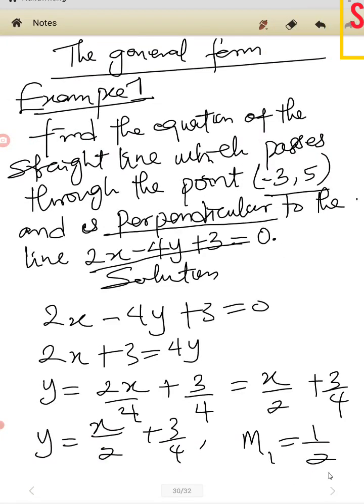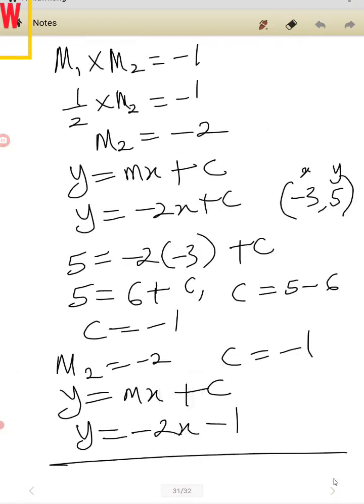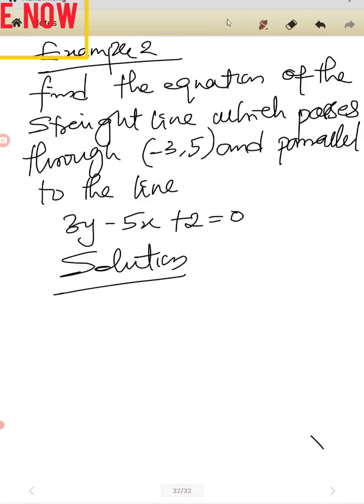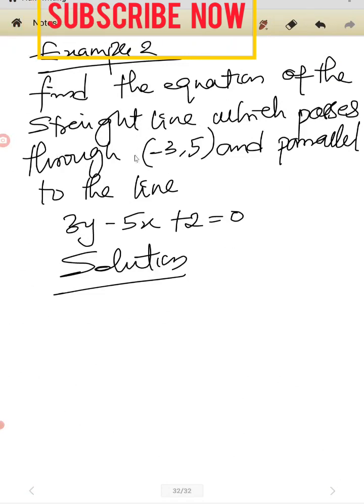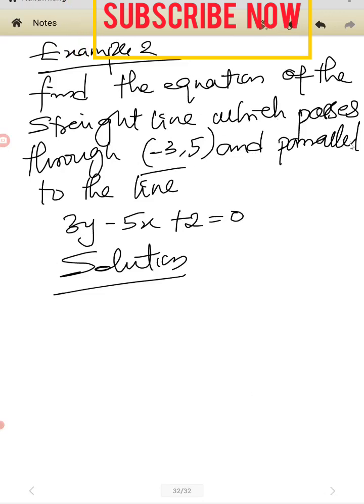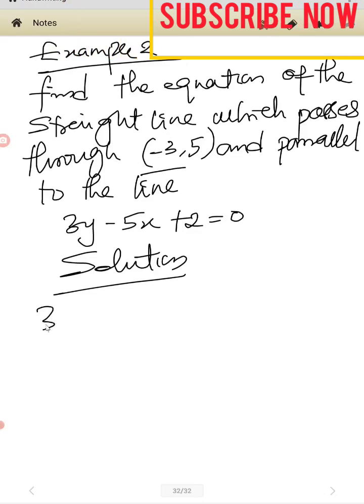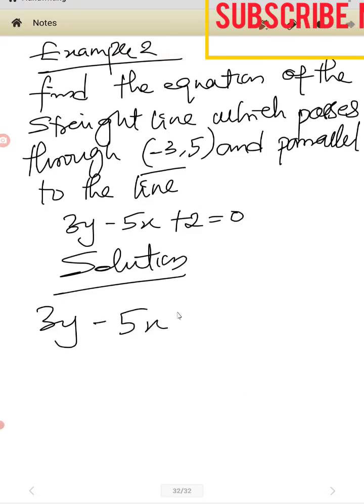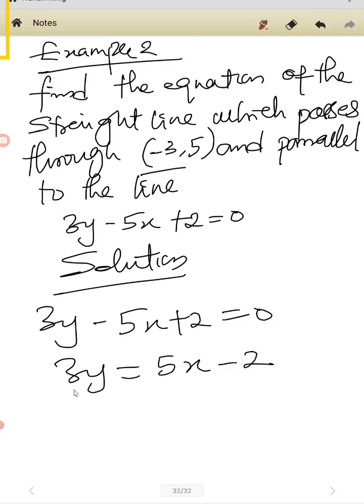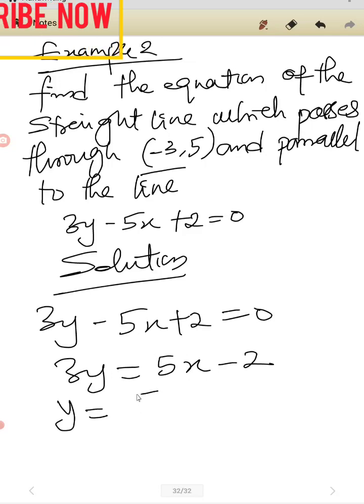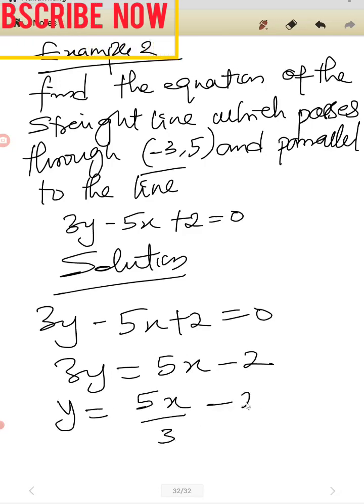Let's also solve the one that has parallelism. Let's see the second example. It says find the equation of the straight line which passes through the same point and is parallel to the line. You follow the same procedure: make y the subject of the formula. We have 3y equals 5x minus 2. So what do you do next? You divide all through by 3 to have y is equal to 5x over 3 minus 2 over 3.